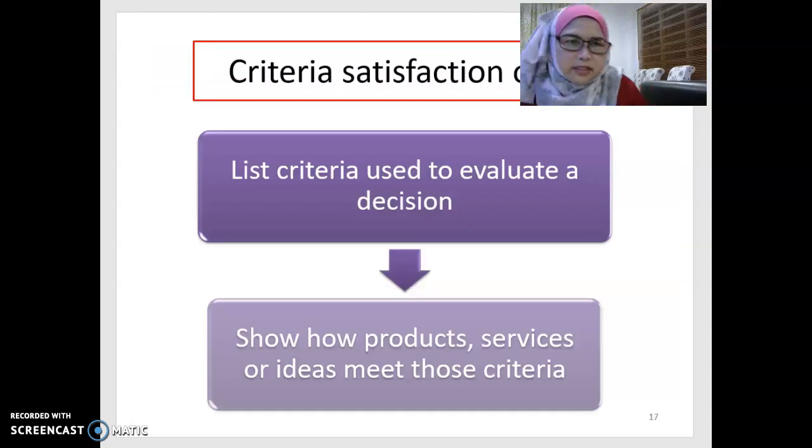All right, criteria satisfaction. For criteria satisfaction, you just need to list down the characteristics of the particular product or the particular service. Basically the list will help the audience to decide whether it's a good product or not. So here it says, show how the products or services or ideas meet certain criteria.